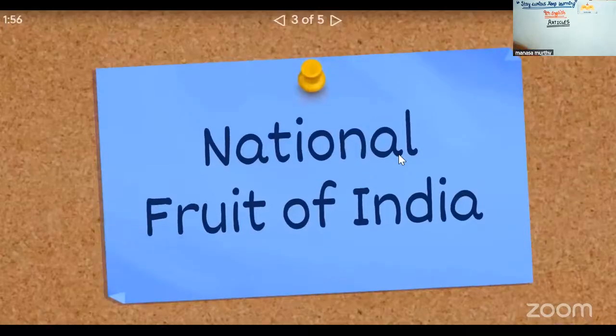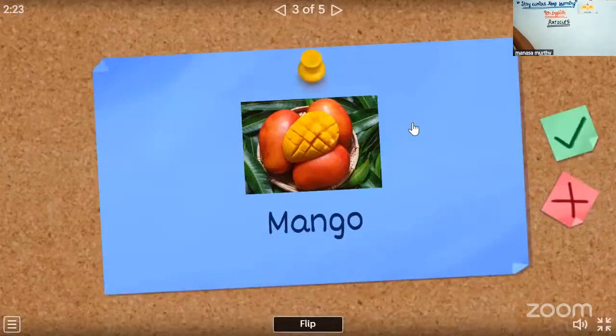Simple question. National fruit of India. What's our national fruit? National bird, we know, ma'am. Peacock. What is the national fruit of India? Simple question. You might have read it in moral science or would have come across it. None of them have told me. We'll see. Perfect. Mango is our national fruit. Great.